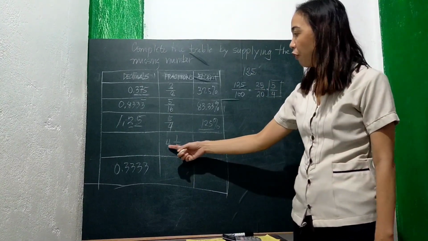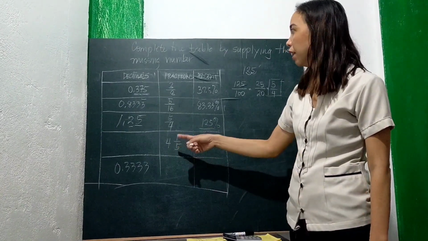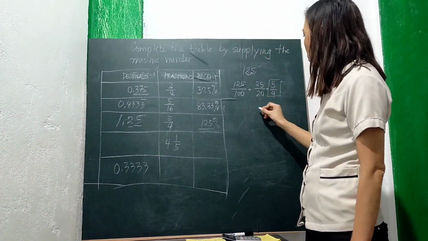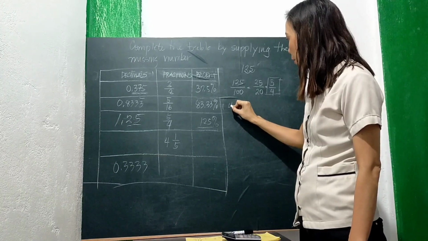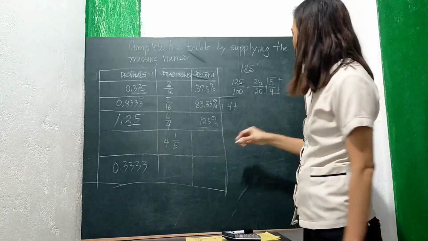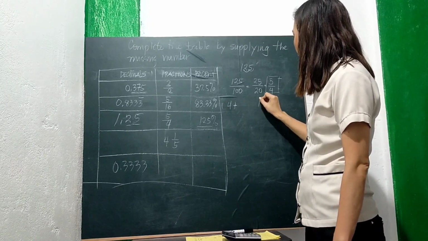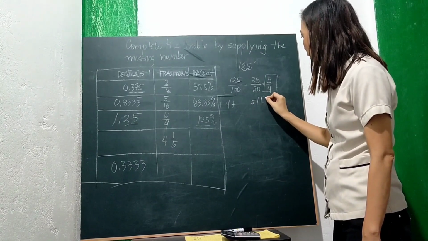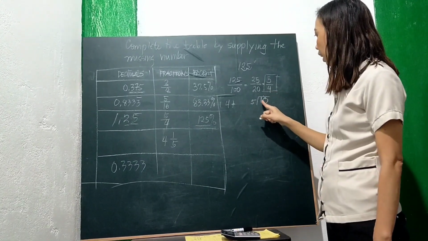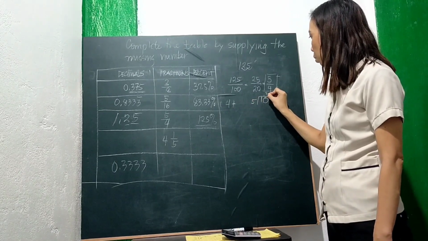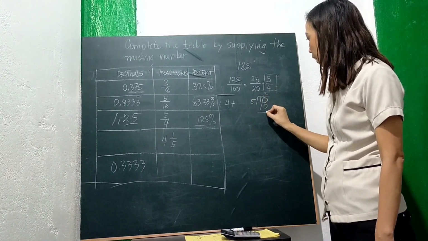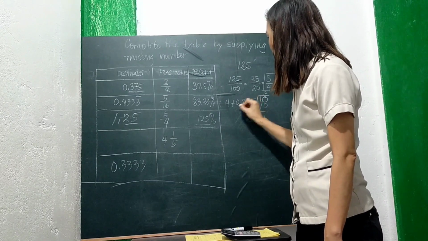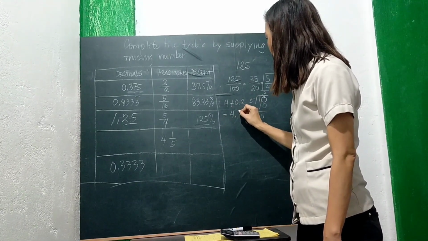Okay, so next is 4 and 1/5. So we will convert this into decimal. So we will set aside the whole number plus. Okay, so divide 1 over 5. Okay, this will be 10. 10 divided by 5, 2. 2 times 5 is 10. That is 0. So, this is 4 and 0.2. The answer is 4.2.